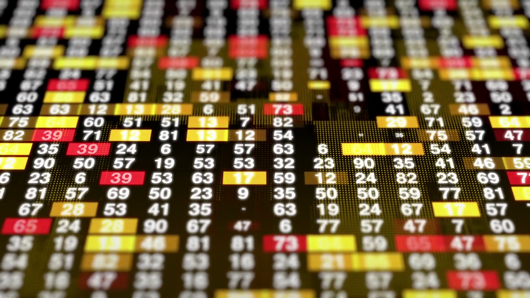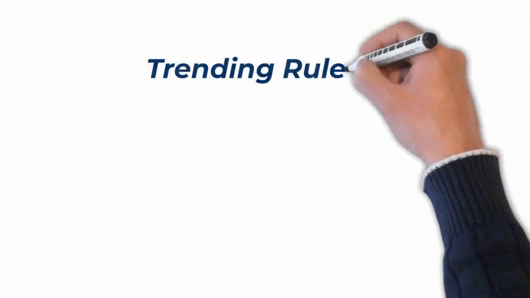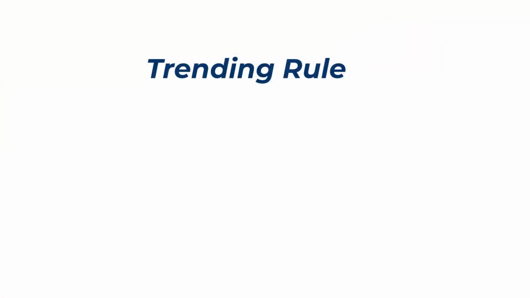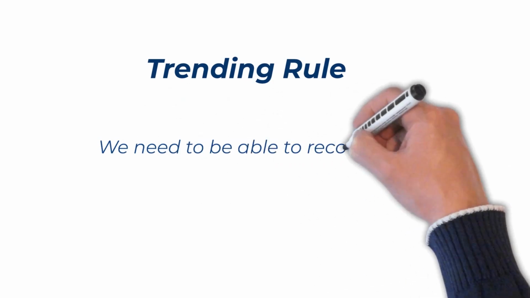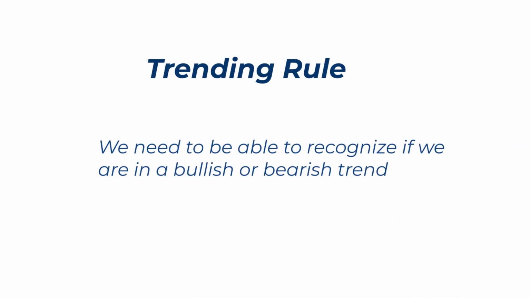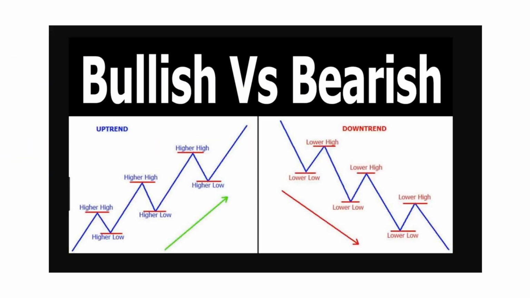My last rule, and I believe one of the most important, is the trending rule. We need to be able to recognize if we are in a bullish or bearish trend, and we want to check the short-term and longer-term trends. By short term, I'm talking about the last 5 to 10 days and longer term going back 5 or 10 years or so. Bullish market structure centers around higher highs and higher lows.